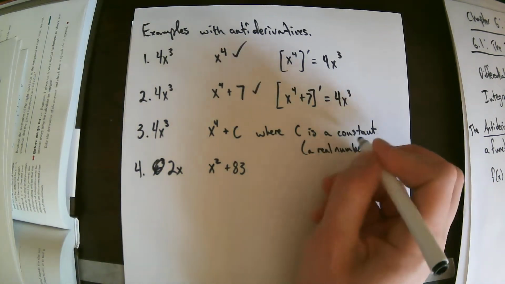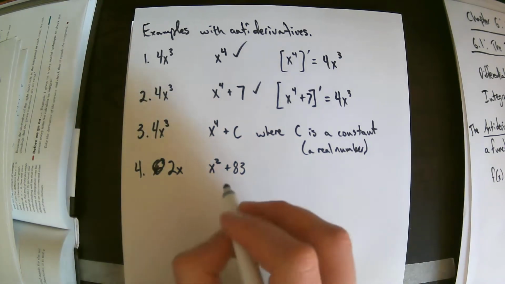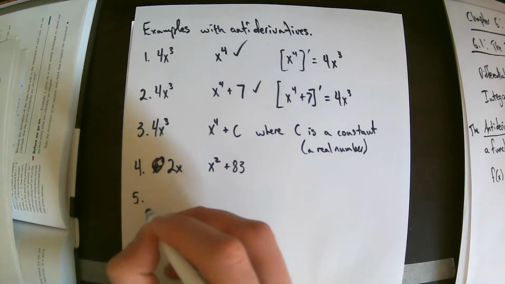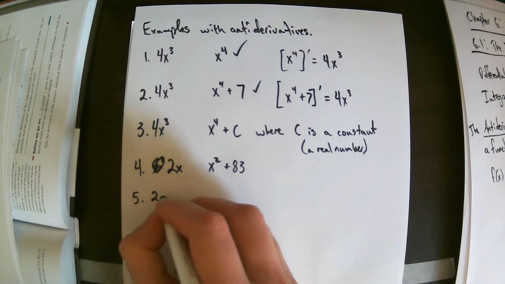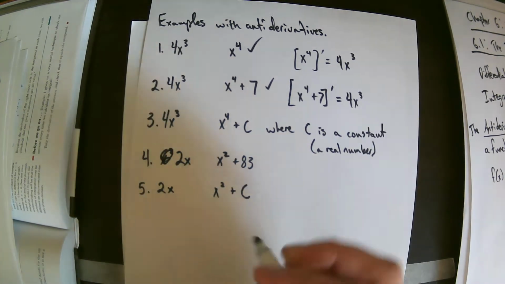By the way, c is a constant here, a real number. c can be negative. So if I wanted to list all of them, this is just one example of an antiderivative of 2x. But if I wanted all of them, I would say x squared plus c.